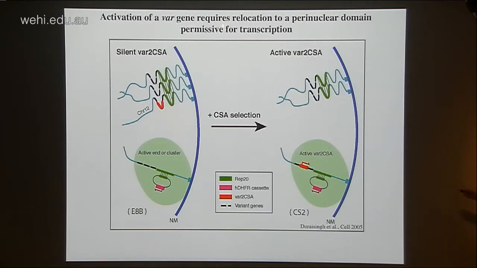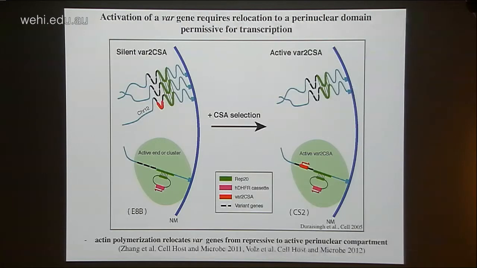So you need to move a VAR gene out of this heterochromatic region into this more transcriptionally permissive region for it to be activated. And we know that that requires actin polymerization, so actin polymerization is involved in this relocation from a repressive to an active site at the nuclear periphery.